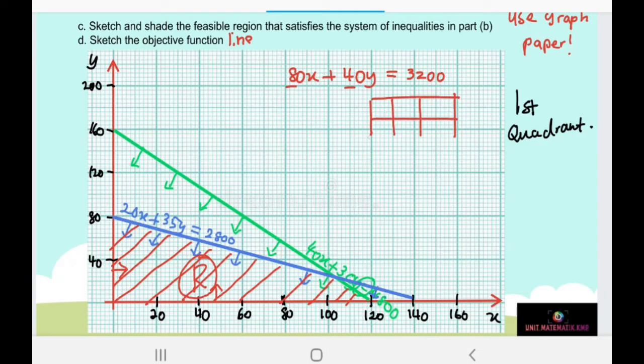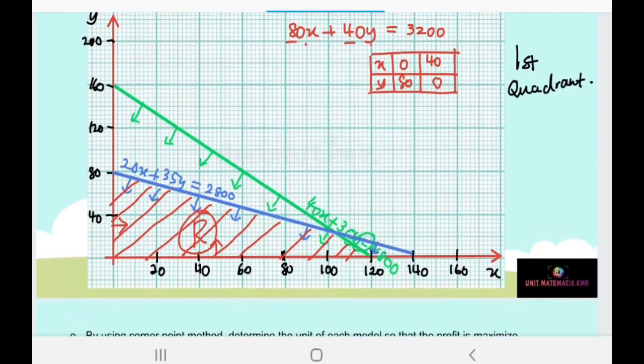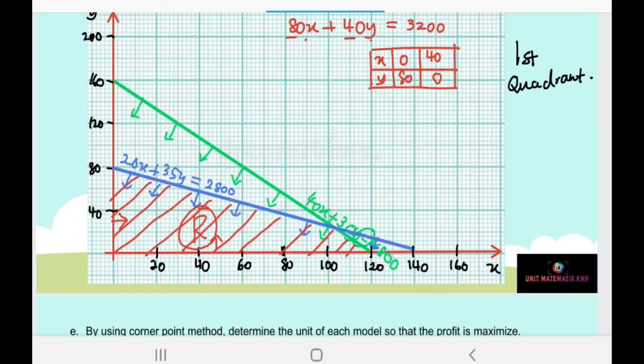do this table in order to get the value of x and y when it equals 0. So when x equals 0, substitute here, so you will get 80, and when y equals 0, so you will get 40. Okay, so just plot into the graph. Okay, I use the black line, and this objective function line must be in dotted line. Please make sure it is in dotted line.